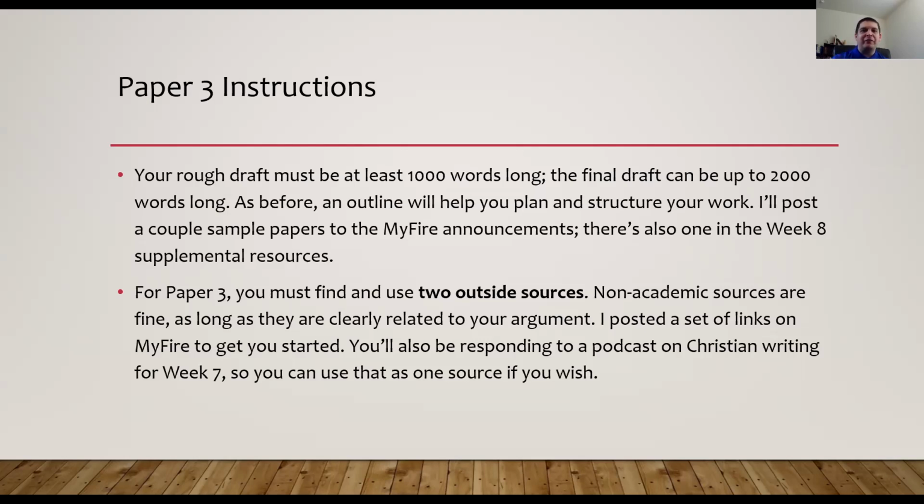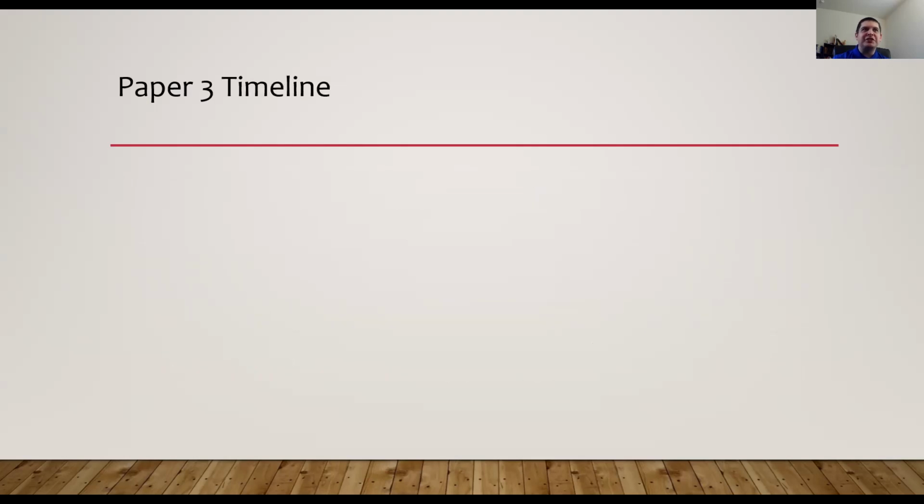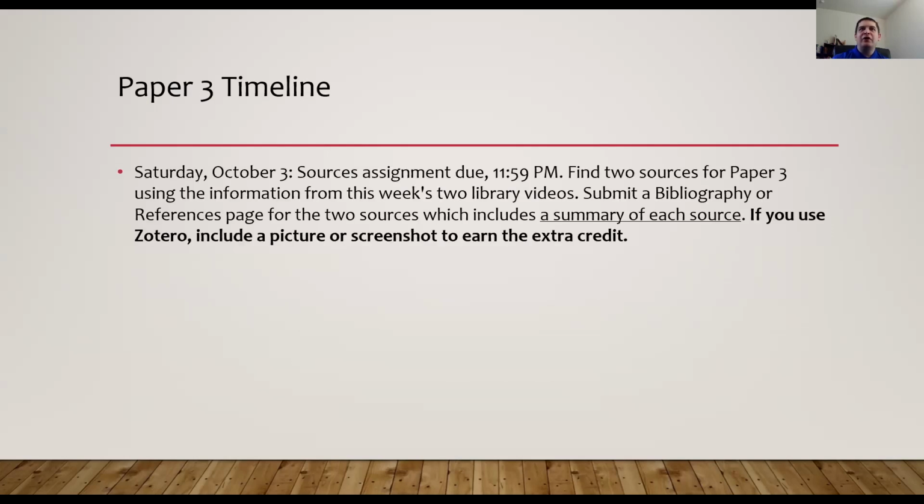You can, of course, refer to MyFire for other details and other instructions, and we can talk about that as needed. Here's the timeline for this assignment. As with paper 2, there are several assignments in this project cluster. First, on Saturday, October 3rd, so this is week 6, your sources assignment is due. The idea is that you will find 2 potential sources early, before you actually do most of the drafting. That encourages you to start thinking early about how you're going to put that together.